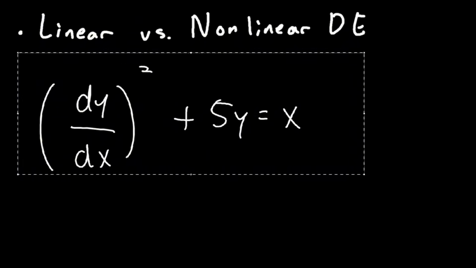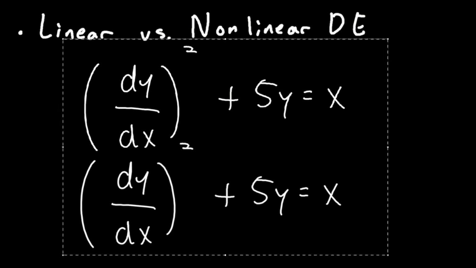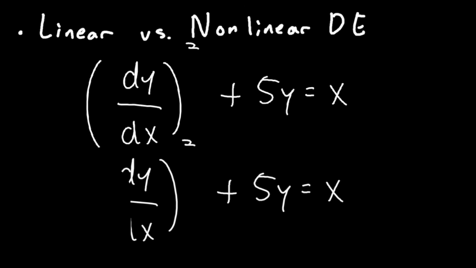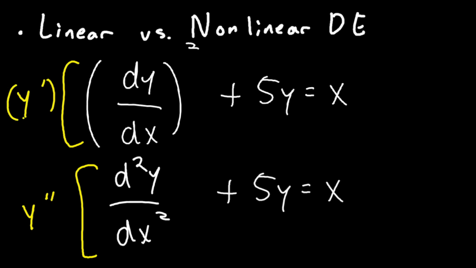But if this was, let's say, oh, I'm running out of space. If this was d squared y over dx squared, this is simply the second order derivative. You're not taking any squares of any derivatives. This right here just stands for y double prime. This is completely fine. Y double prime is not being squared or cubed. It's just the second order derivative. But in this case, it's the first order derivative being squared. So this is nonlinear, and this is linear.